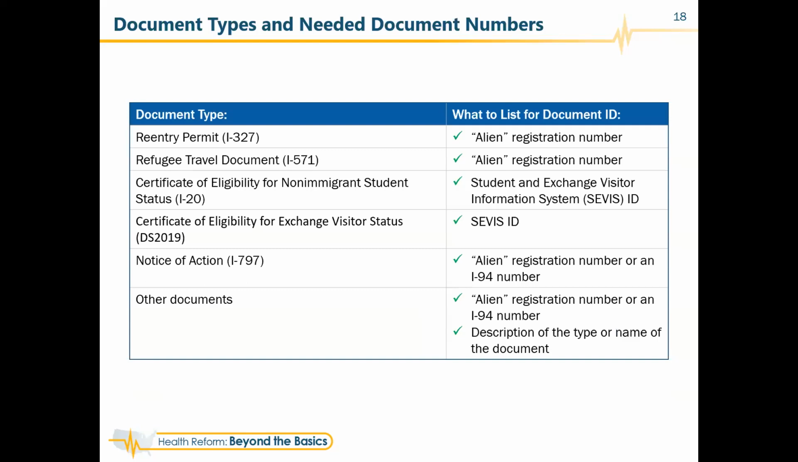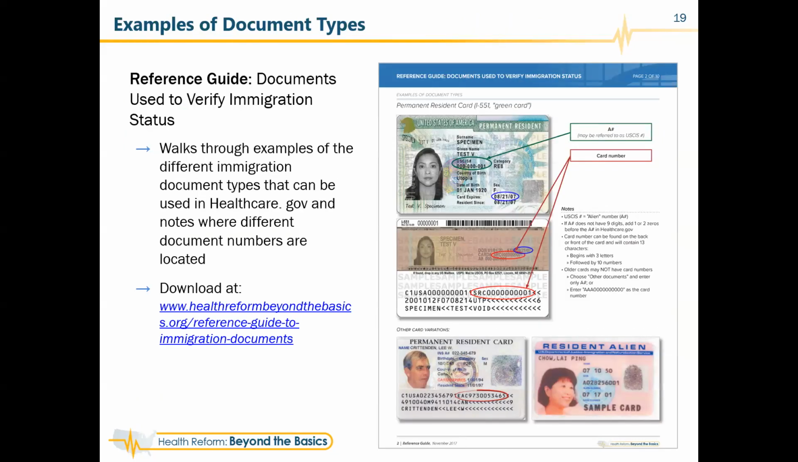So here's another, we'll continue down the list of different documents there. And I also wanted to note that we have a guide that looks at these documents and provides some helpful information and tips about where to find the numbers that are being requested on the application. So we provided a link here to that resource.